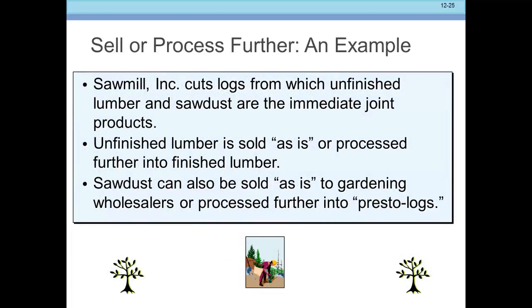Sawmill Inc. cuts logs, which creates lumber and sawdust. They can sell both as is at the split-off point, or process both products further to sell as completed products. So Sawmill would want to know which leads to the higher profits, to sell the products at the split-off or further refine one or both of them.